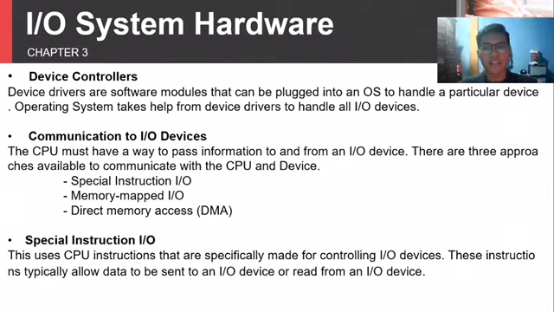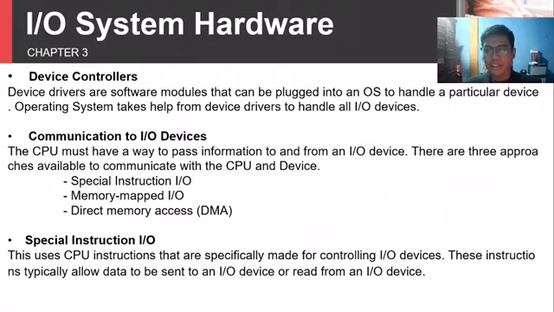And this is the I/O system hardware. What is I/O system hardware? One of the important jobs of an operating system is to manage devices, including mouse, keyboards, touchpad, disk drive, and etc. And this consists of the I/O system hardware.